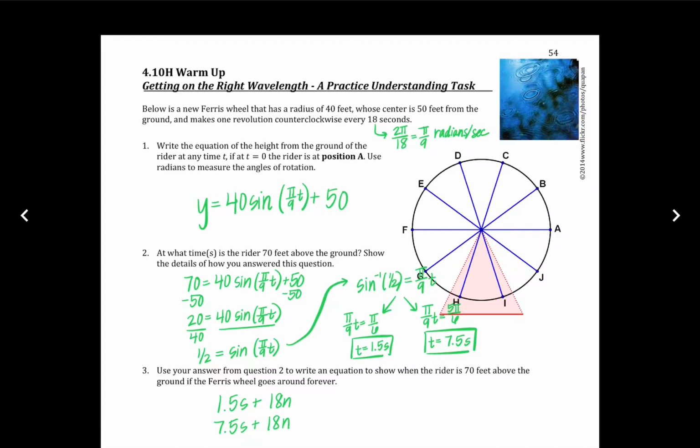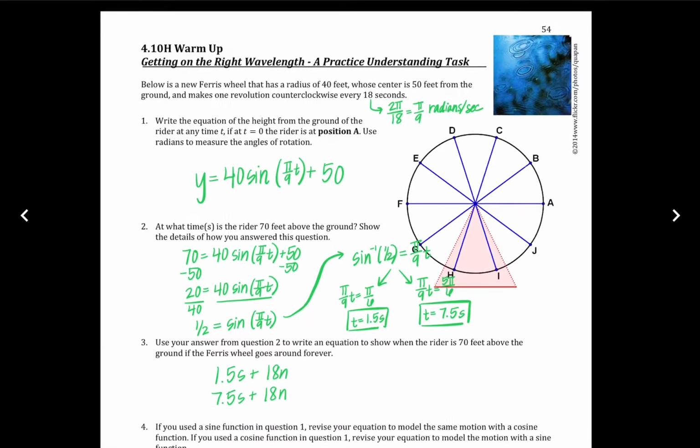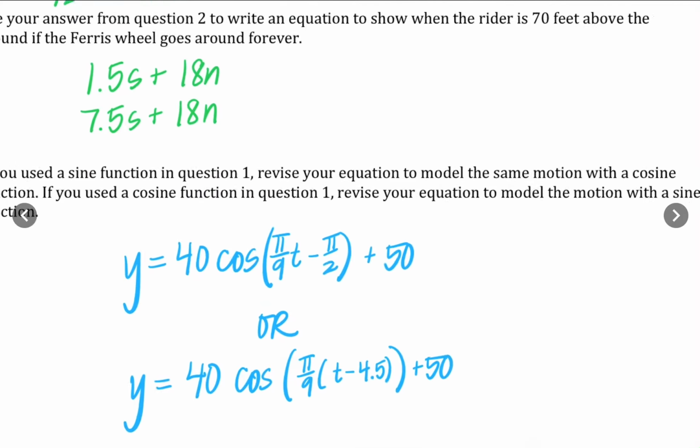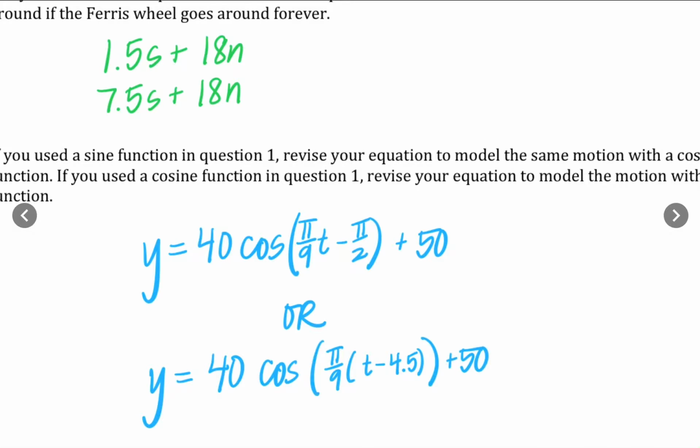Okay, picking up on 4.10, bear with me through some technical difficulties, guys. We have our cosine equation with our phase shift of shifting it forward pi over 2, or if you want to think of it as time, that would be forward 4.5.